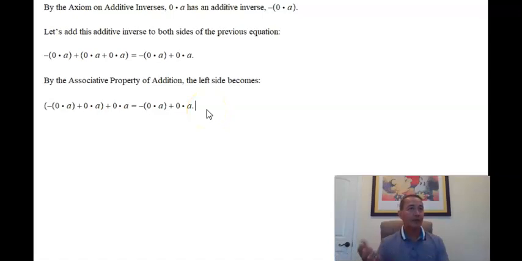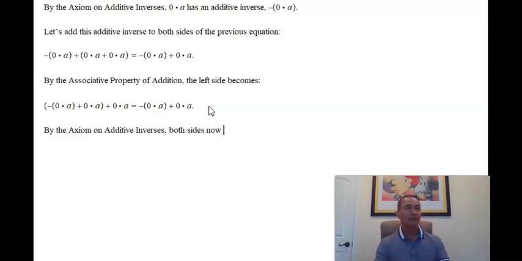That's the axiom for additive inverses. But wait, it also appears over here now, because we're adding negative 0 times a to 0 plus a. So this also becomes 0. So by the axiom on additive inverses, both sides now become 0 plus 0 times a equals, on the right side, again 0.